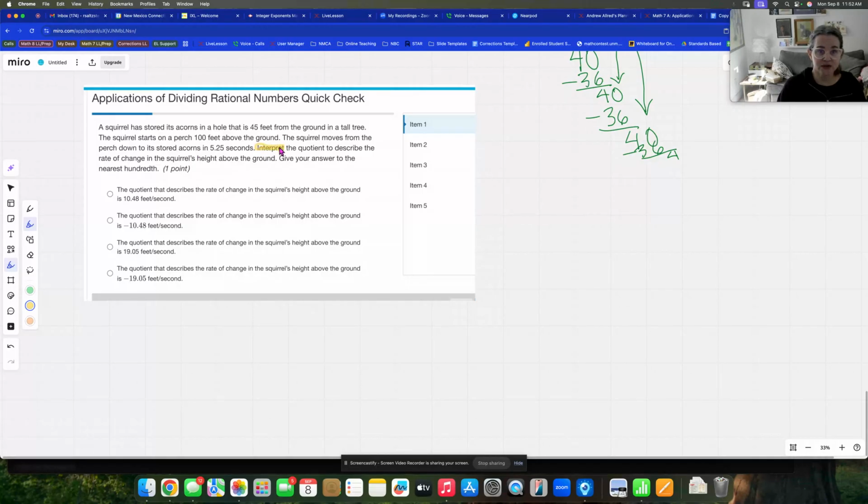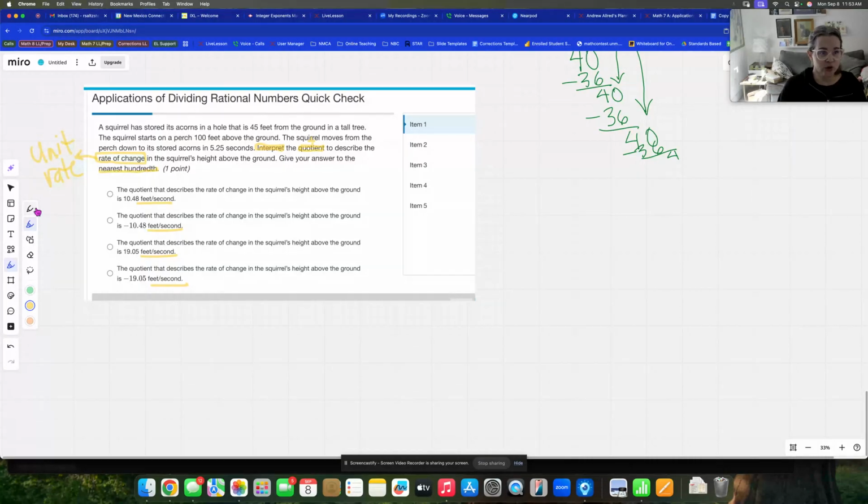So that's what we're asked to do here, is just say what it means. Quotient. Quotient is the answer to a division problem. Describe the rate of change. And we're actually going to use the unit rate because if you look here, all of these are in feet per second. So this rate of change is going to be our unit rate. That's the rate per 1, like miles per 1 hour. Give your answer to the nearest hundredth.